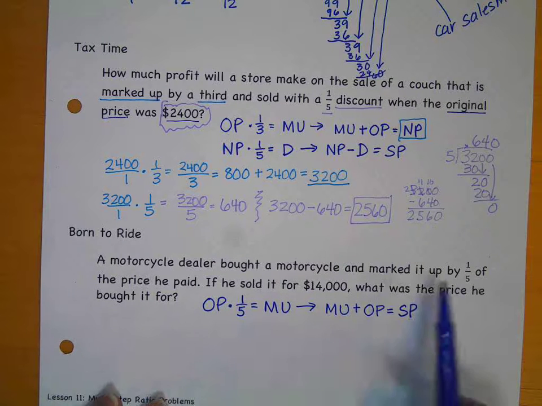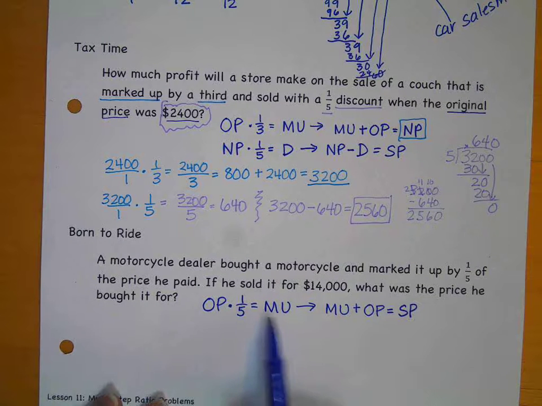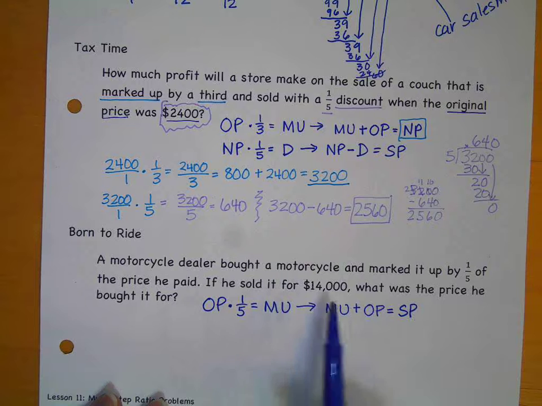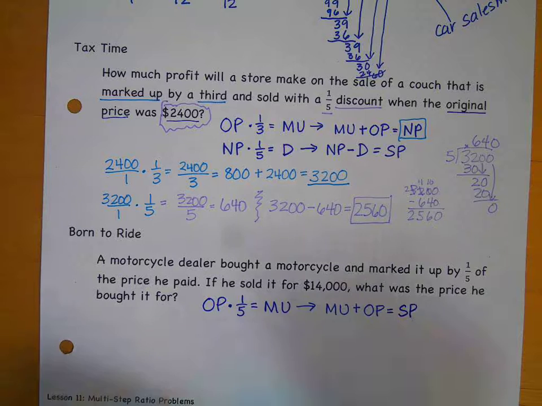Yes? That's what it says in this story. A motorcycle dealer bought a motorcycle. So what he bought it for was the original price. Then he marked it up by 1/5. This is the markup price. You have to add that markup price to the original, and then he sold it for $14,000.